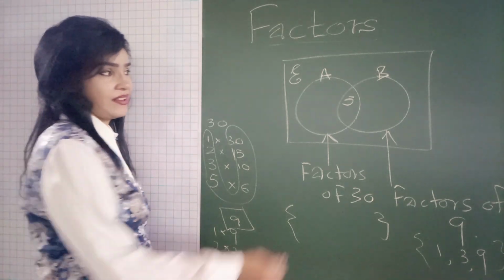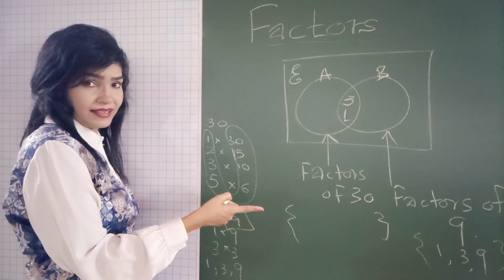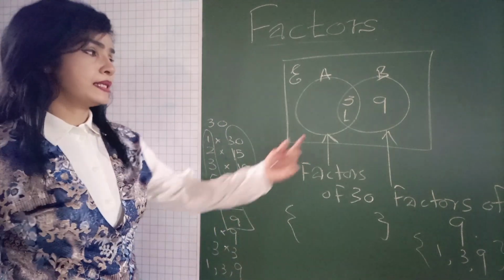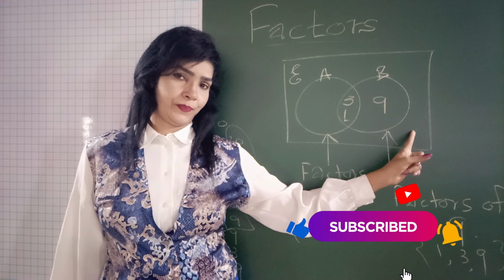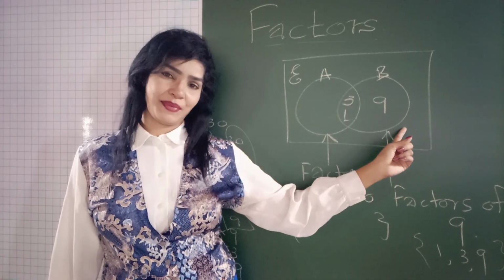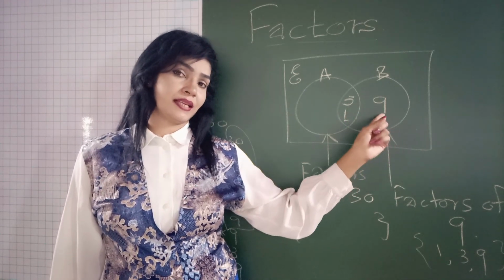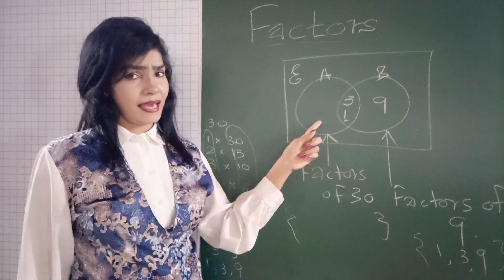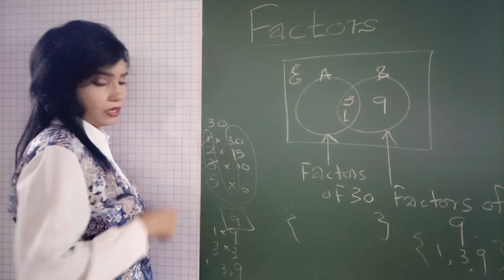Yes? 1 is also common because both are divisible by 1. Yes, then inside B you get 9. Because inside the B circle altogether you have to have 1, 3, 9. 1 and 3 are already gone to the intersection. 9 is remaining. So the one which is not coming to the intersection is outside the intersection. Coming to circle A, now 1 is gone and 3 is gone.